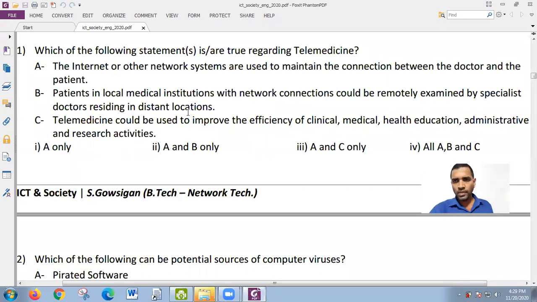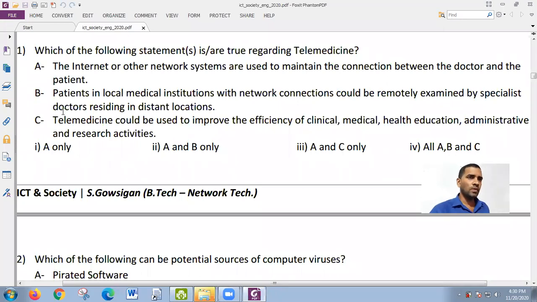Patients in local medical institutions with network connections could be remotely examined by specialist doctors residing in distinct locations. Yes, that is of course telemedicine, right? Patients may be in local hospitals or local medical institutions. They are examined by specialist doctors who are in different areas, different hospitals or different regions.